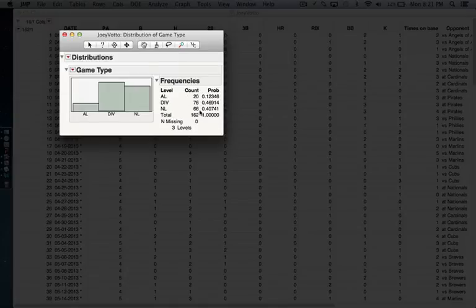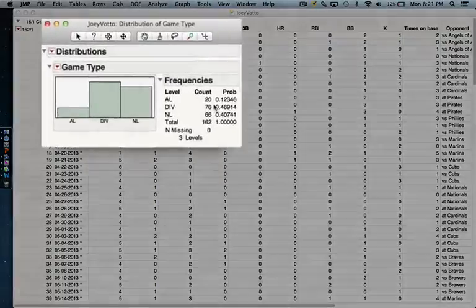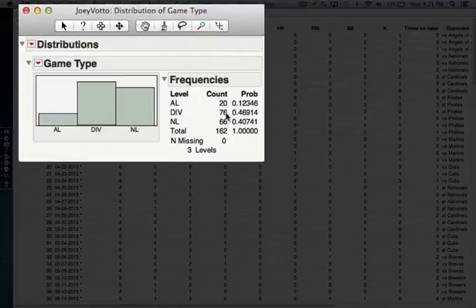From the frequency summaries here, we see that the Reds played 20 games against American League teams, 76 games against teams in their own division, and 66 games against other teams in the National League, for a total of 162 games. These percentages show the relative frequency of each of the game types. So the Reds played American League teams about 12% of the time, teams in their own division 47% of the time, and other teams in the National League about 41% of the time.